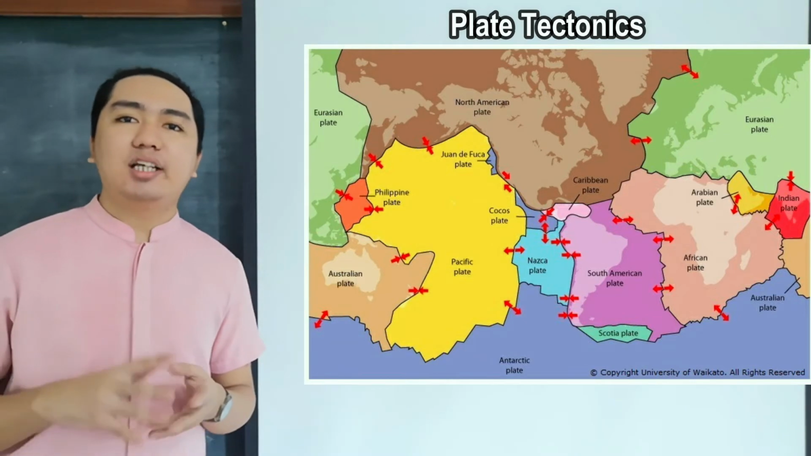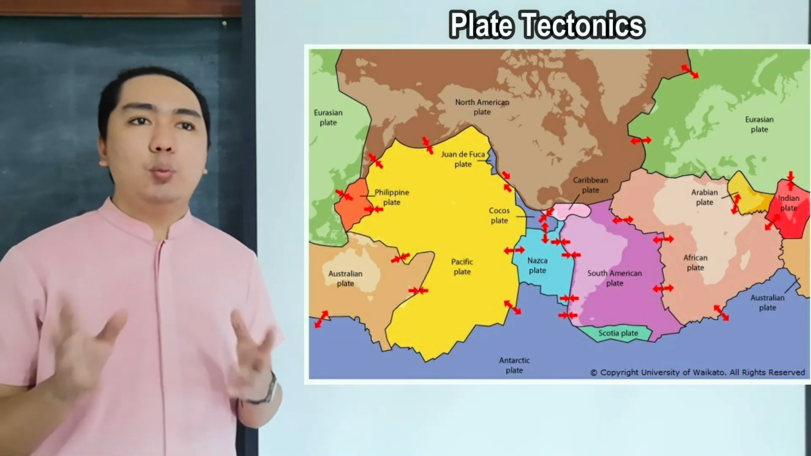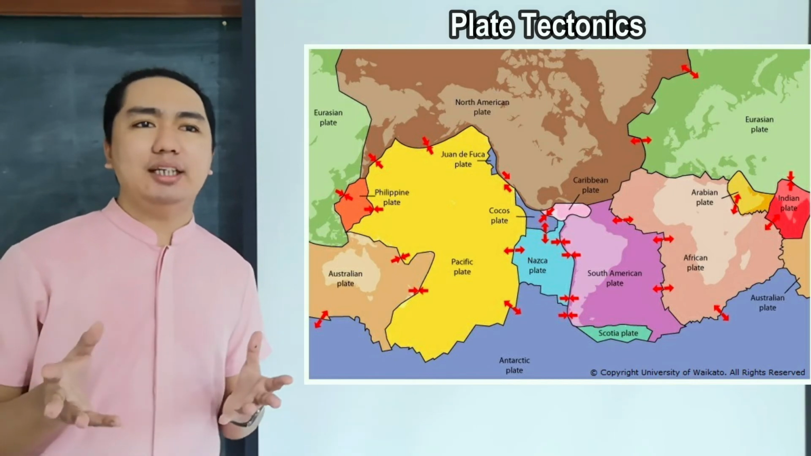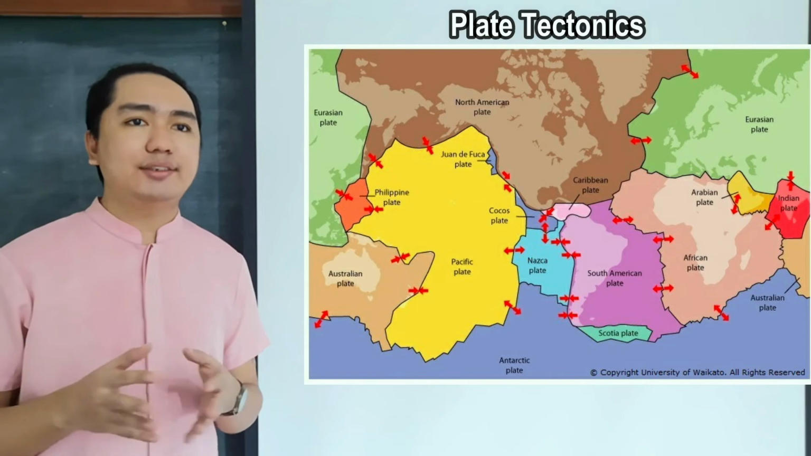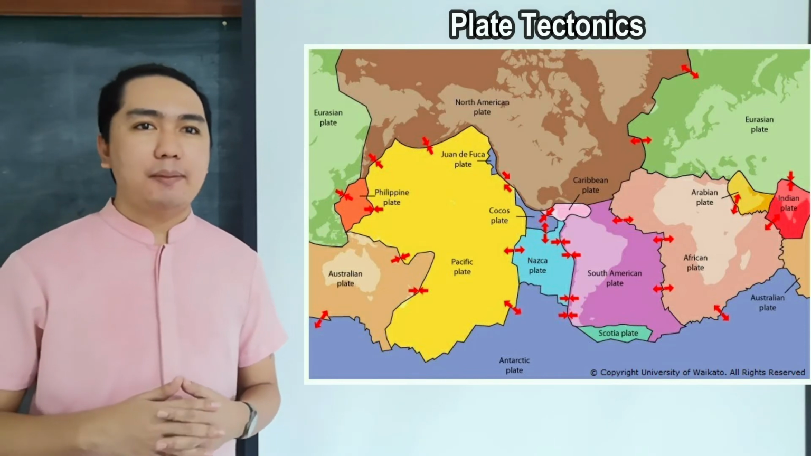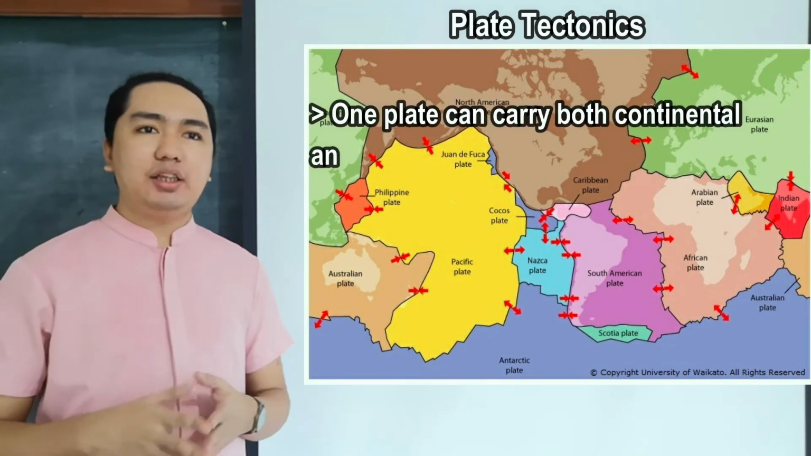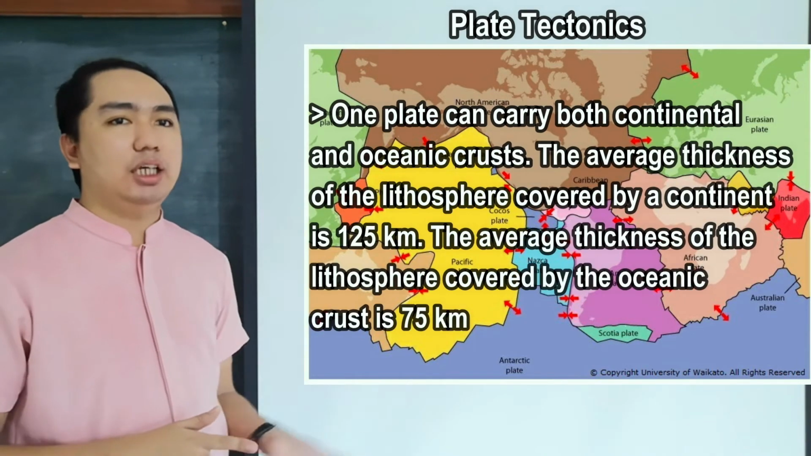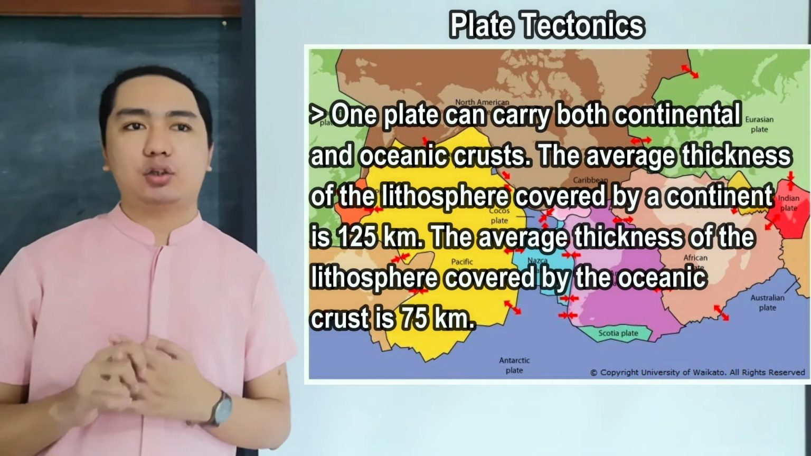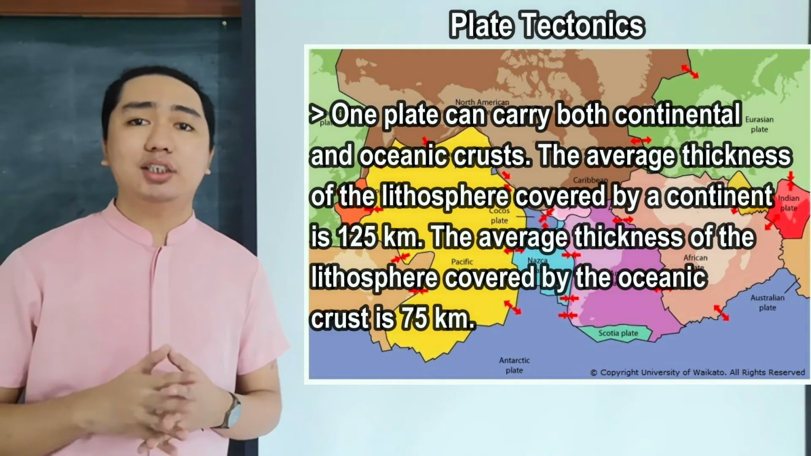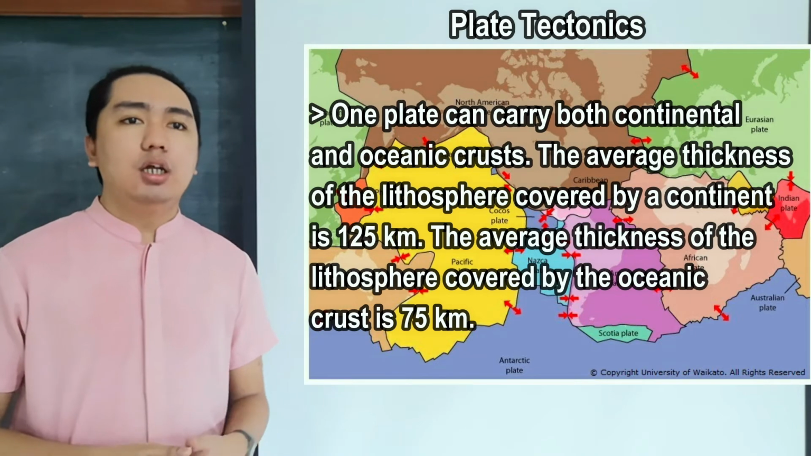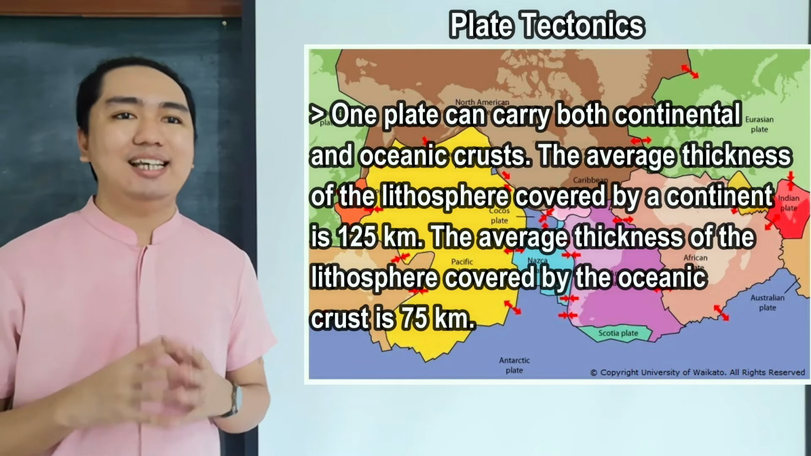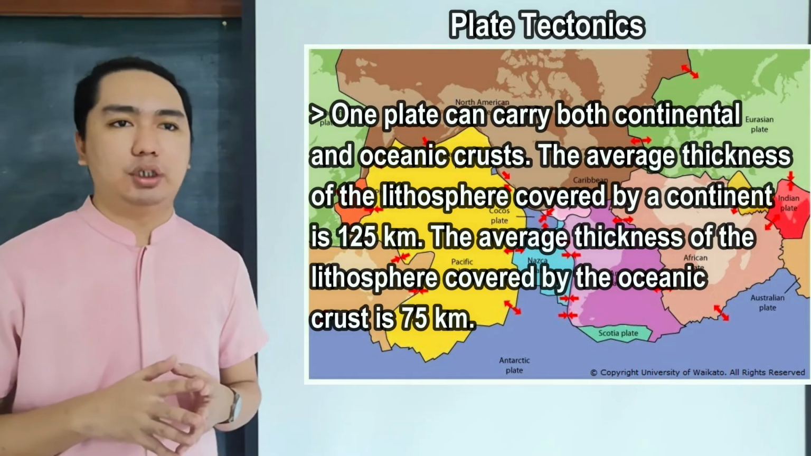These tectonic plates have the following characteristics, which explain why the surface of the Earth is moving and why continents and ocean basins always undergo transformations. One plate carries both continental and oceanic crust. The average thickness of the lithosphere covered by continental crust is about 125 km. The average thickness of the lithosphere covered by oceanic crust is 75 km.